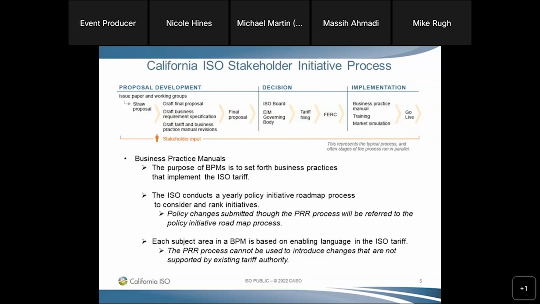The purpose of the business practice manuals is to set forth business practices that implement the ISO tariff. The ISO conducts a yearly policy initiative roadmap to consider and rank initiatives. Policy changes submitted through the PRR process will be referred to in the policy initiative roadmap. Each subject area in a BPM is based on enabling language in the ISO tariff, and the PRR process cannot be used to introduce changes that are not supported by existing tariff authority.